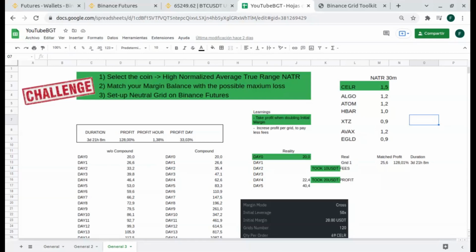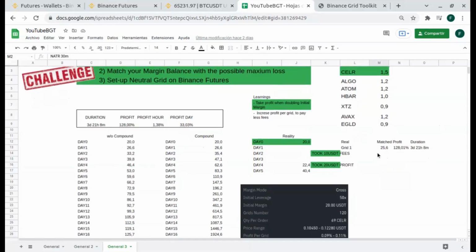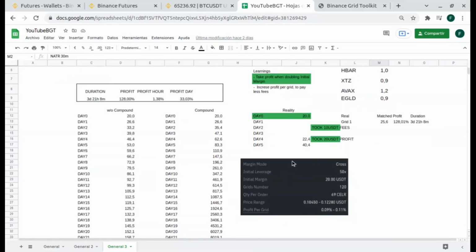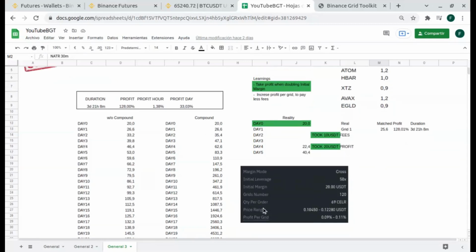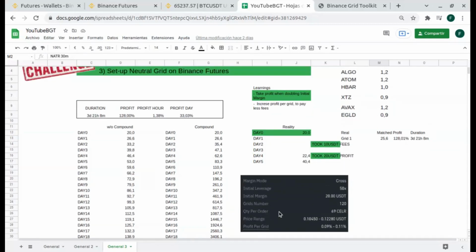Remember that we opened a CERR USDT neutral grid, because of the samples of coins that we analyzed. That one had the highest normalized average true range in a time frame of 30 minutes, meaning that it is a very volatile asset. And we opened it with these settings, and as we can see, we recorded that we started with $20.